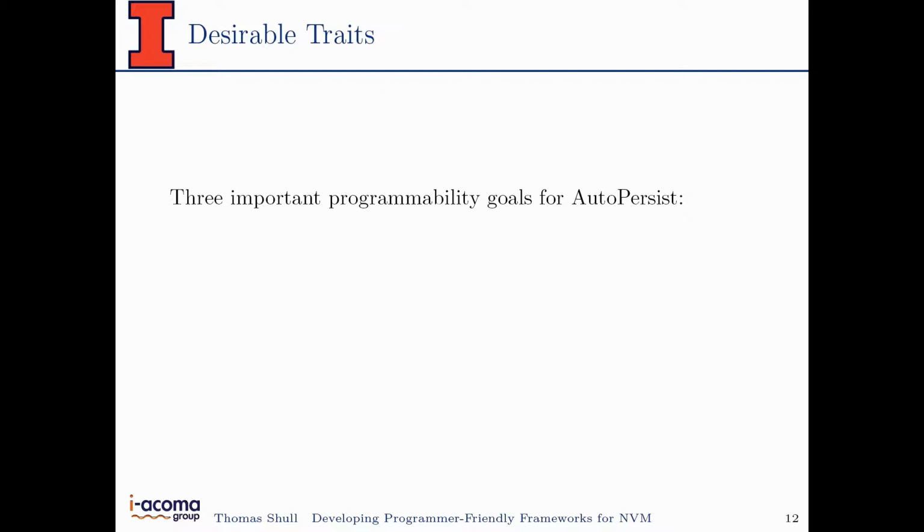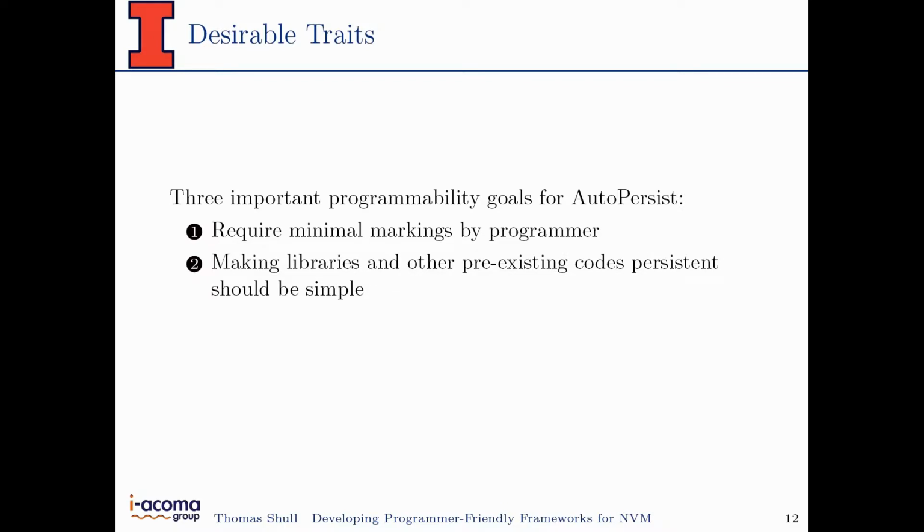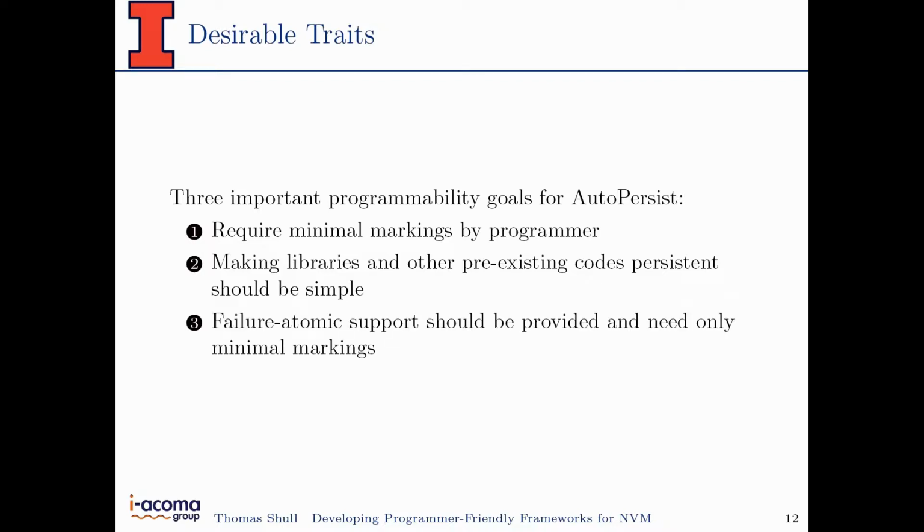So when designing the programming model for AutoPersist, I had three goals in mind. The first is that programmers shouldn't have to add a lot of markings to their code, because the more markings they have to add, the more potential they have to make mistakes. The second is that existing libraries could be used, so they didn't have to learn a whole new set of libraries. And finally, I wanted to make sure that failure atomic support was provided and also needed only minimal markings.